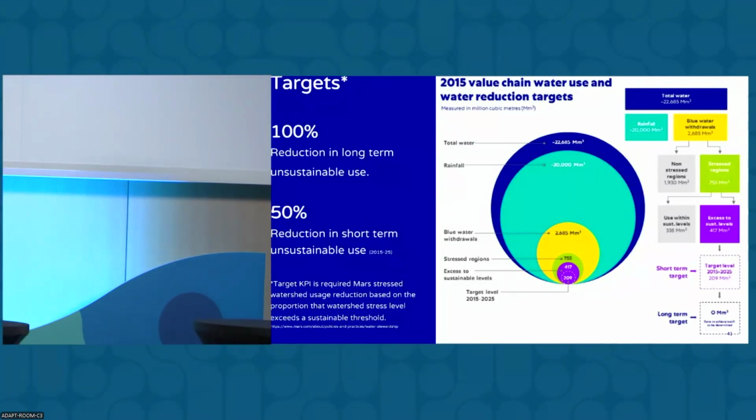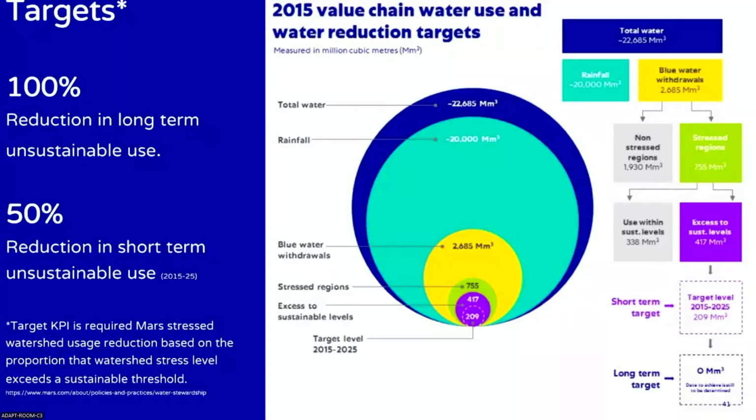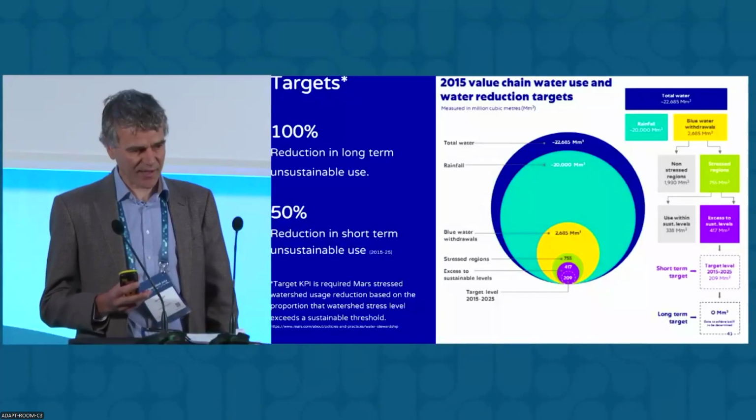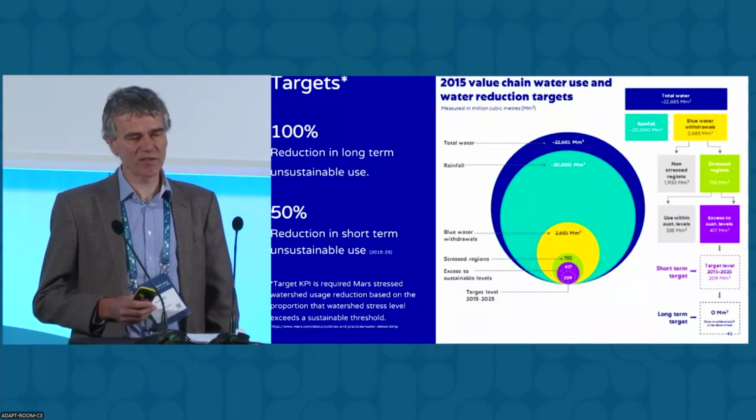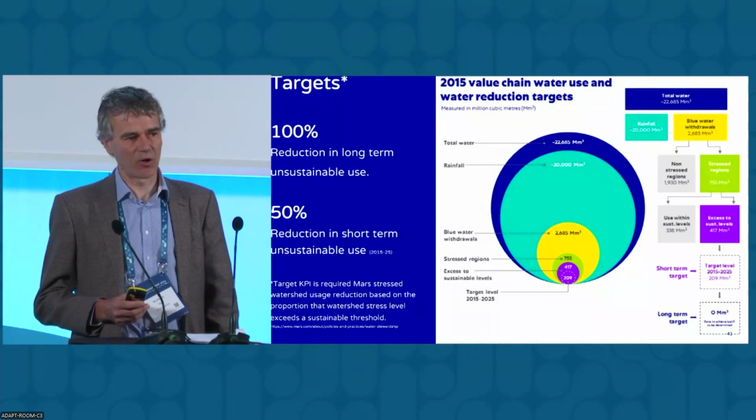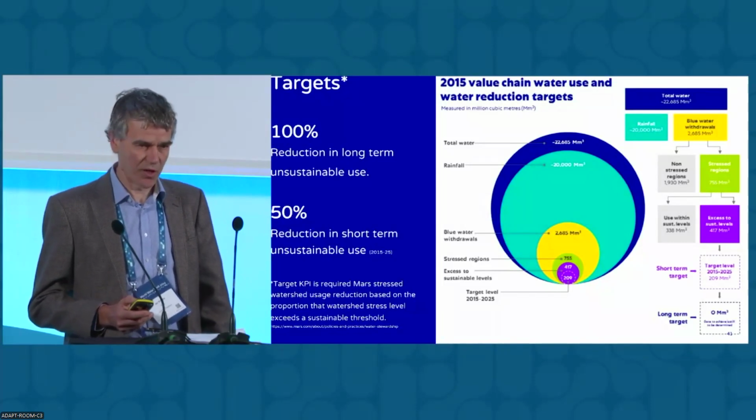Yeah, so we have this context-based target. And what does that mean? Well, we look at all of the catchments that we have operations in, so either factories or sourcing agricultural materials. And we look to those which are irrigated, stressed, and then we look to reduce our usage in proportion to the stress level in those catchments. We call this unsustainable water, and we target to eliminate it in the long run and halve it in the short term.